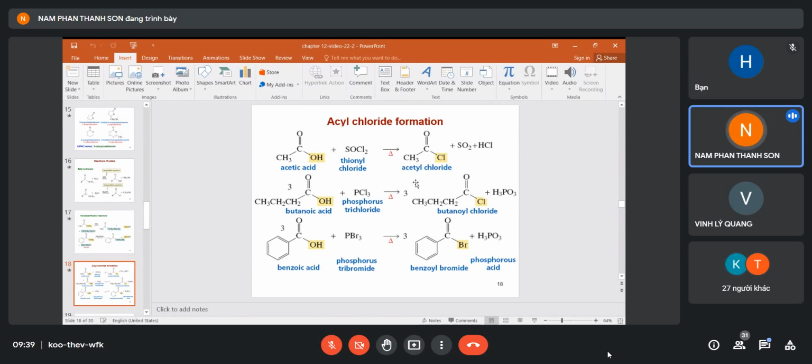Okay, what can you do with that CH3COCl? We just studied that reaction a few minutes ago. Quang Vinh, a few minutes ago. Can we make ester from CH3COCl, Vinh? Yes. Okay, so answer my question.